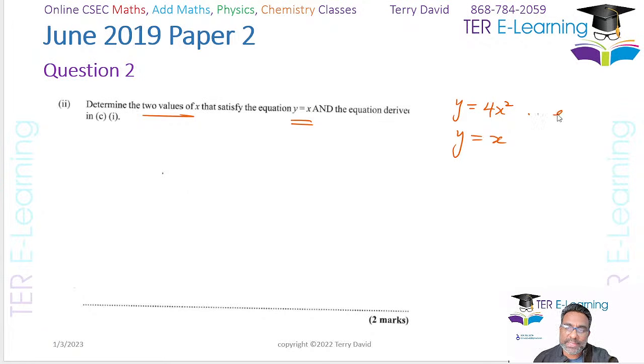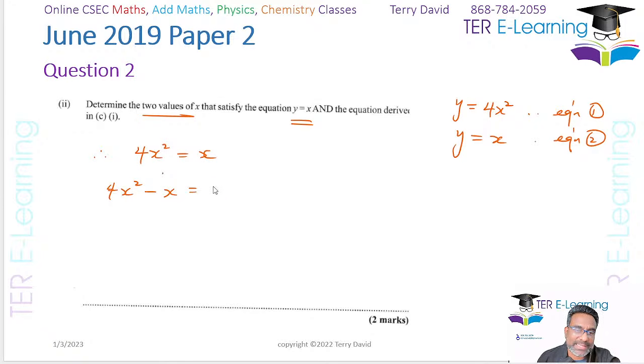So if I call this equation 1, and I call this equation 2, essentially what I have here is a simultaneous equation. So therefore, I can write, since both of them are equal to y, you're going to write 4x squared is equal to x. Now some students are not sure how to solve this. Once you see an x squared, right, it's a quadratic. Once your highest power of x is squared, it's a quadratic. And if you're trying to solve a quadratic, all we need to do is to carry everything across onto my left-hand side here. So this is going to be 4x squared minus x is equal to 0.